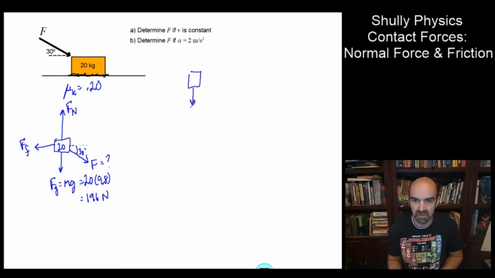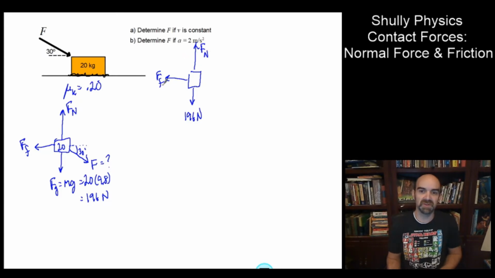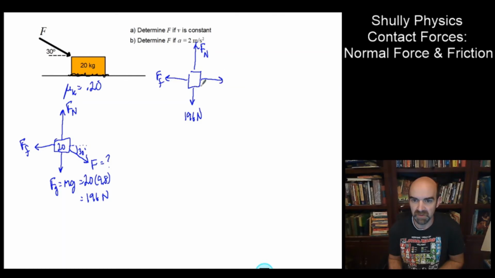We've got 196, friction to the left, a big normal force up. Here's our two contact forces, normal force and friction. It happened because that block is in contact with the ground. And this pushing force over here is going to have a component to the right and a component down. Don't forget that down component. I've seen a lot of students have trouble because of that, just forgetting that downward component.